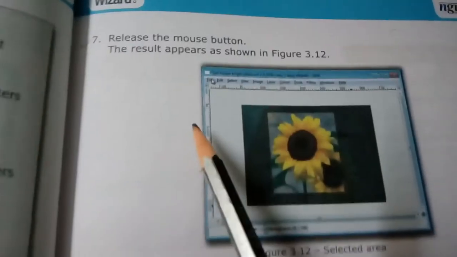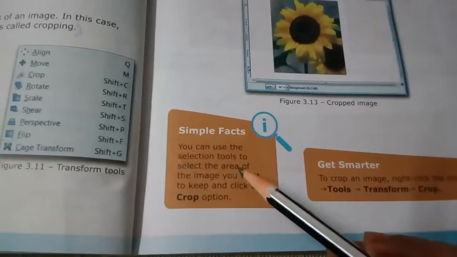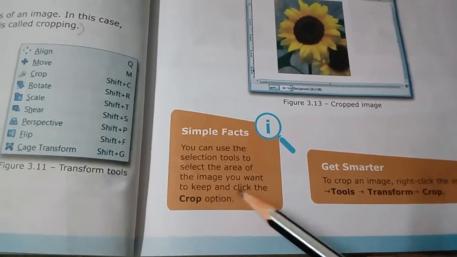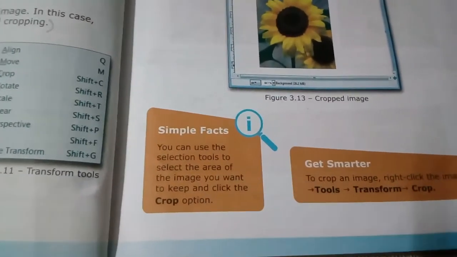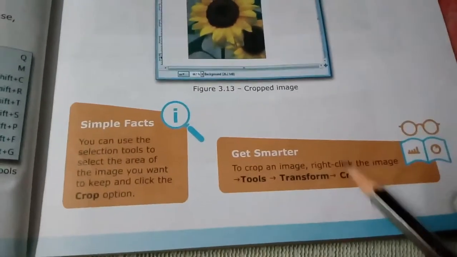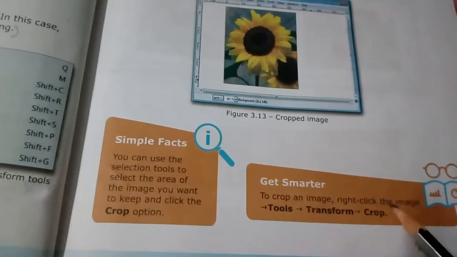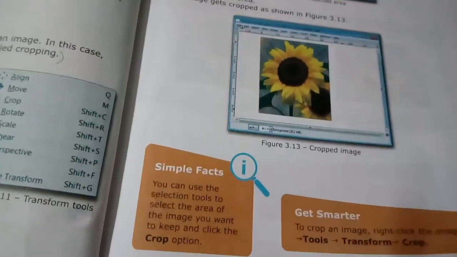See here the flower, you have cropped it and taken it. You can use the selection tools to select the area of the image you want to keep and click the crop option, or directly to crop the image, right click on the image and then Tools, Transform, and then Crop. Okay. Now you turn the page.